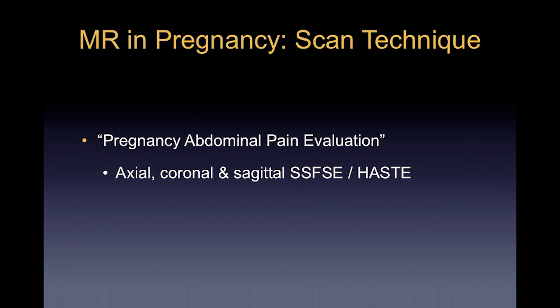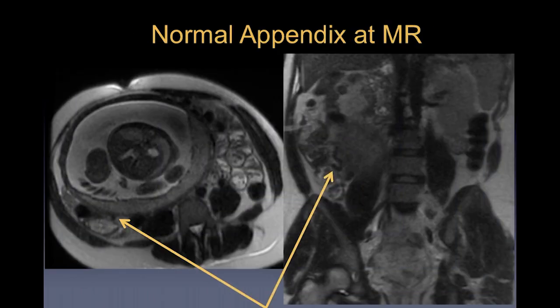It basically just consists of fast SSFSE or HASTE images, axial, coronal, and sagittal. Just try and get every plane to give us optimal chance of finding that appendix. Good to get an axial T1 as well. If the patient can deal with it, if they can stay on the scanner long enough, not that easy lying on an MR scanner, particularly on your back, if you're in your 8th month of pregnancy or something, an axial fat-suppressed T2 can sometimes be helpful to look for edema.